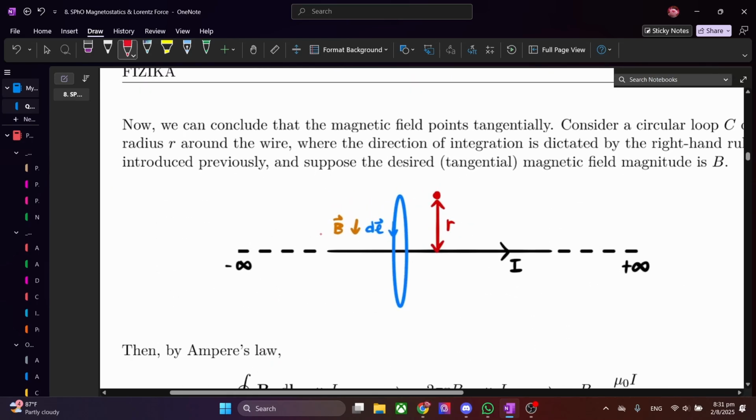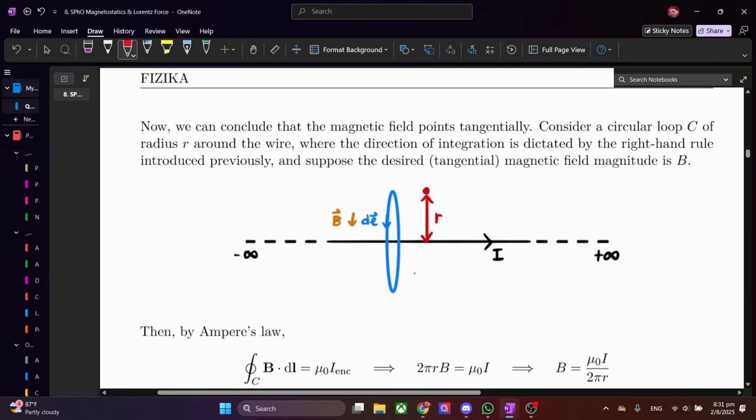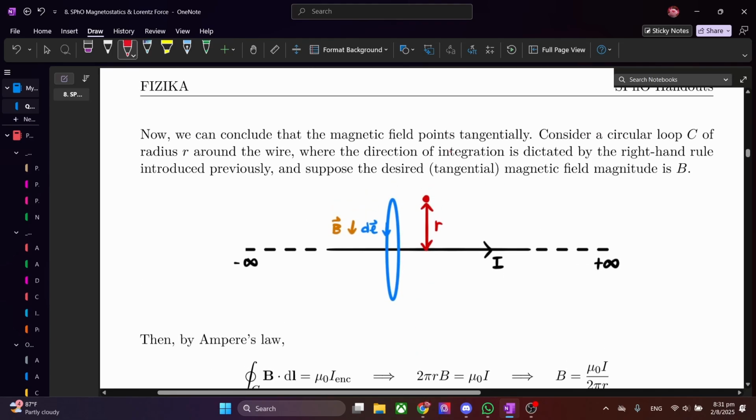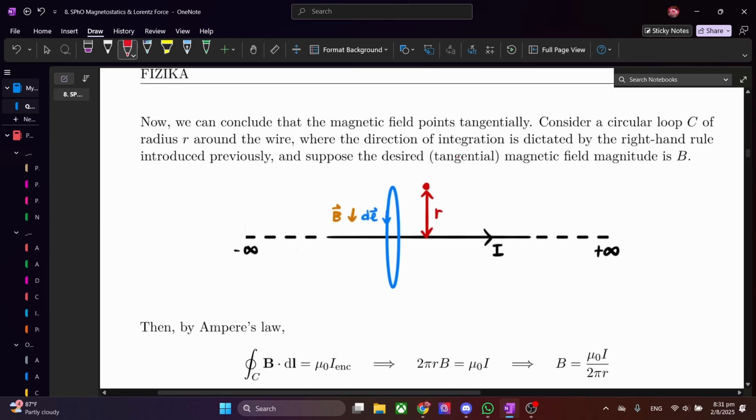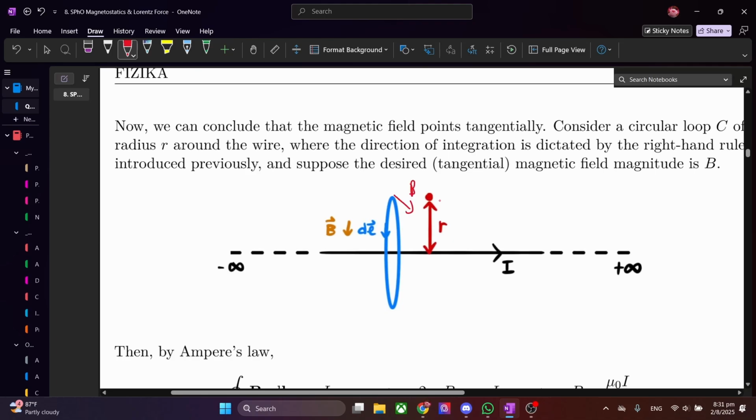Now we get to the easy part. We have that it points tangentially. So this time we consider a circular loop of radius r around the wire, and we choose the direction of integration to be dictated by the right hand rule we introduced just now. And we suppose that the magnitude here is B.